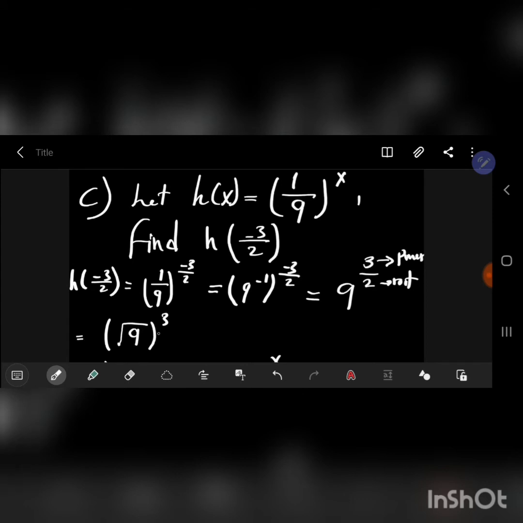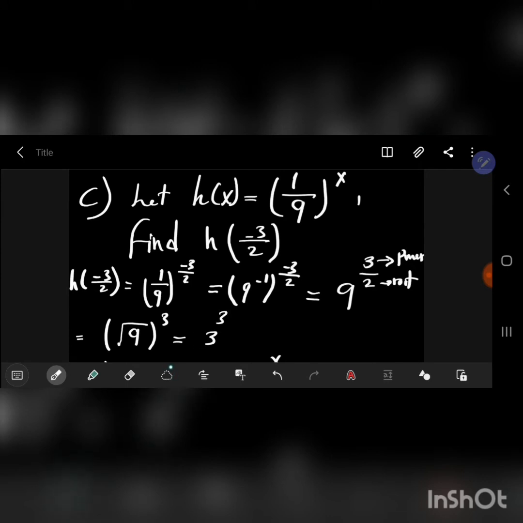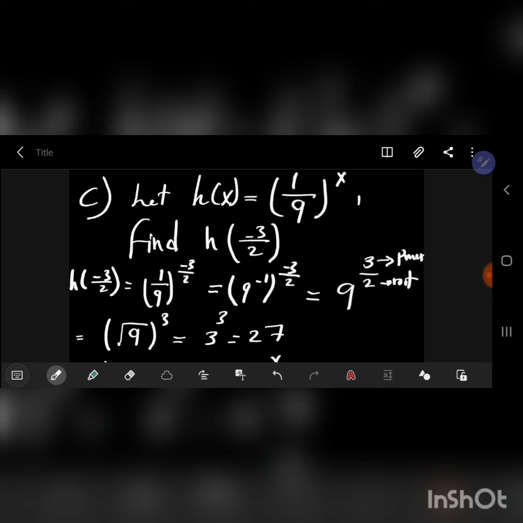So what is the square root of 9? It equals 3. All of it to the power 3 equals 27. So it's that easy.